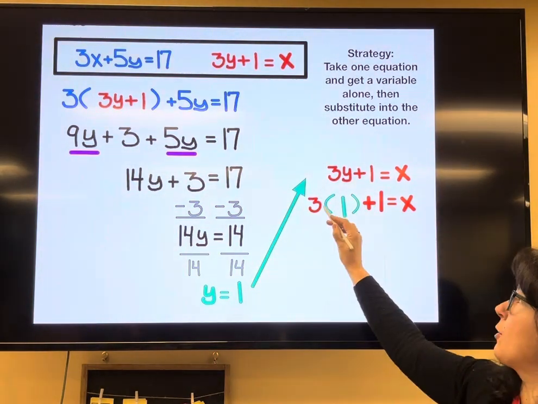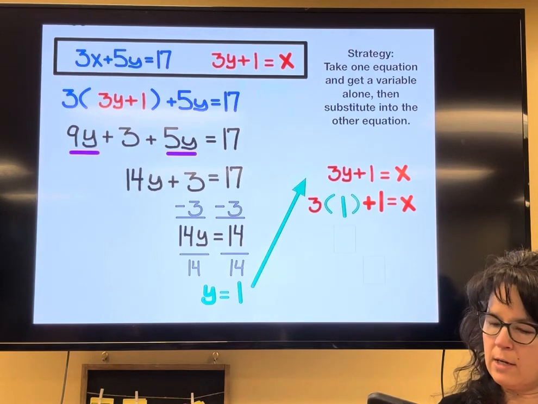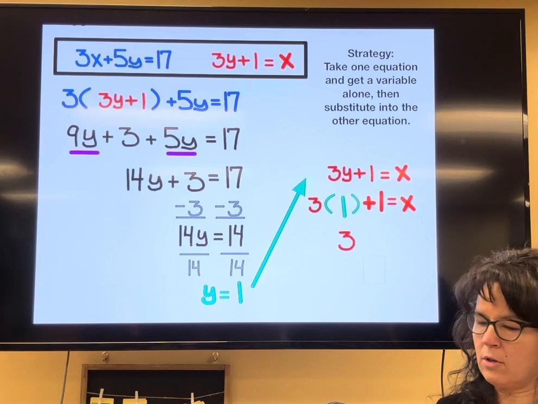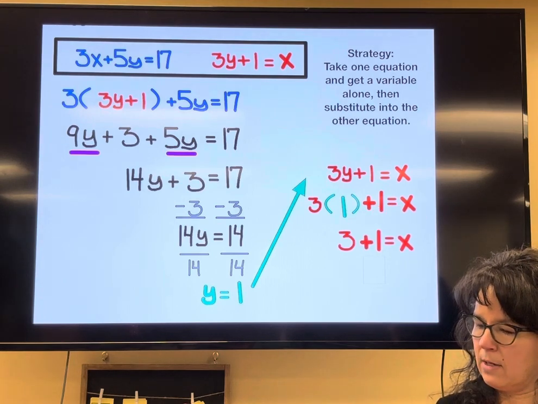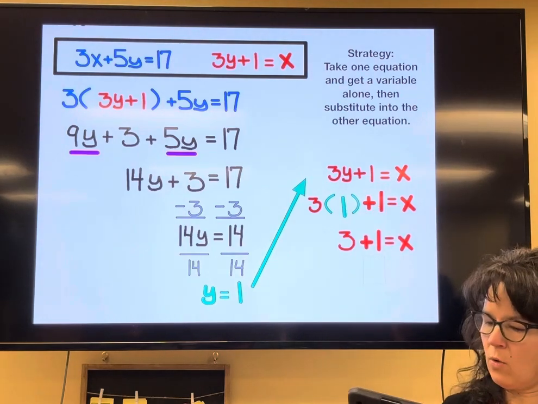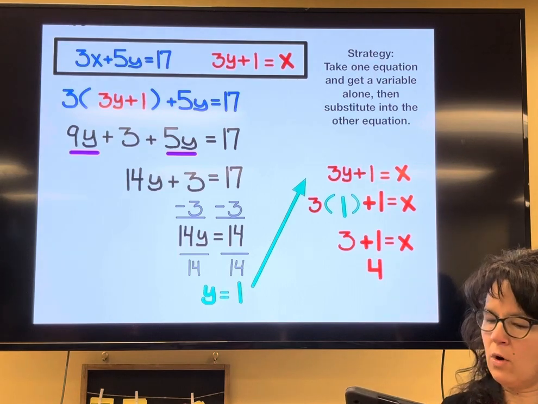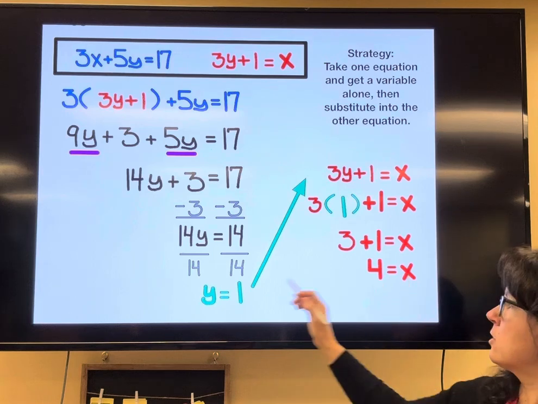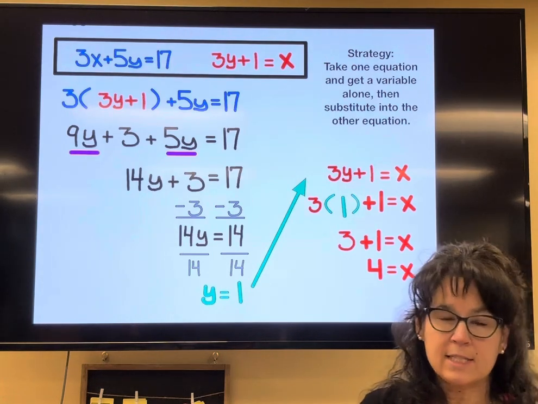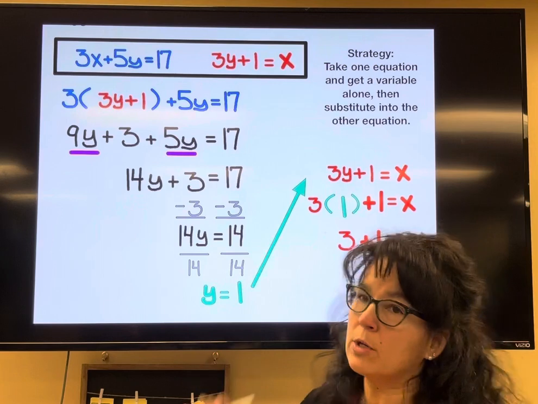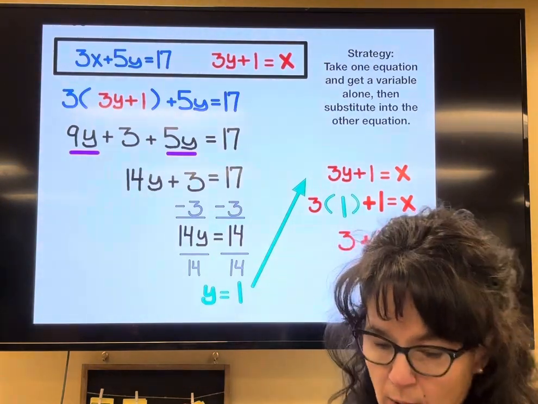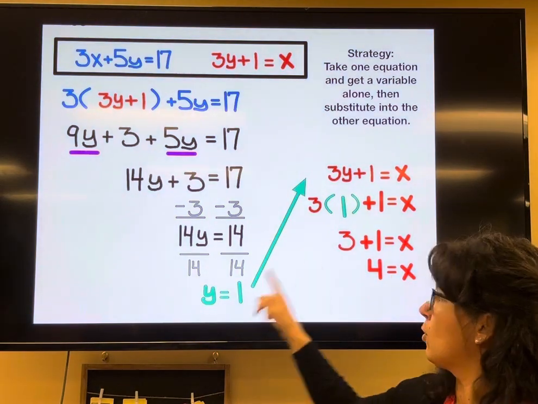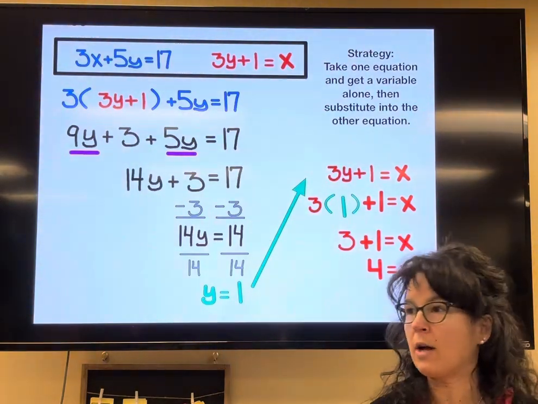Simplifying the left side, 3 multiplied by 1 is 3, and then I want to bring down the rest of it, and 3 plus 1 is 4, so 4 is equal to x. So my answer is x is 4 and y equals 1. The significance of that answer: if I were to graph both the blue one and the red one, those two lines would intersect at the coordinate (4, 1), and we have one solution.